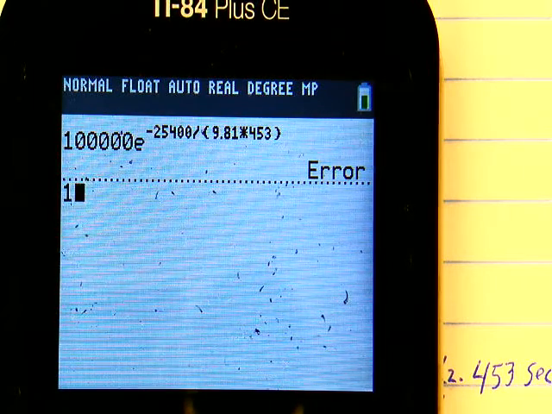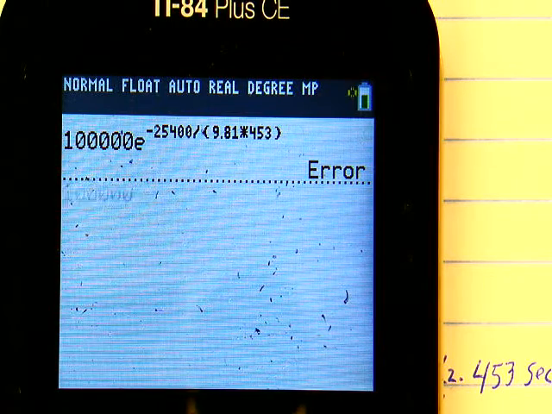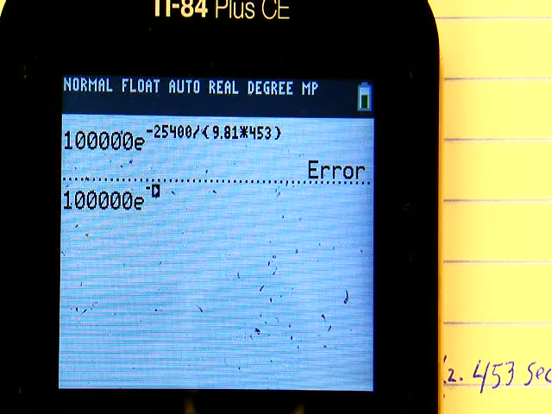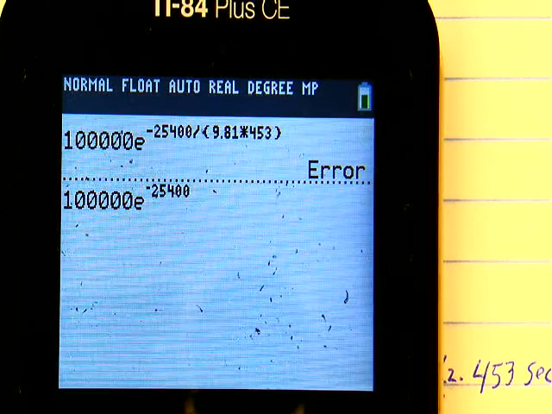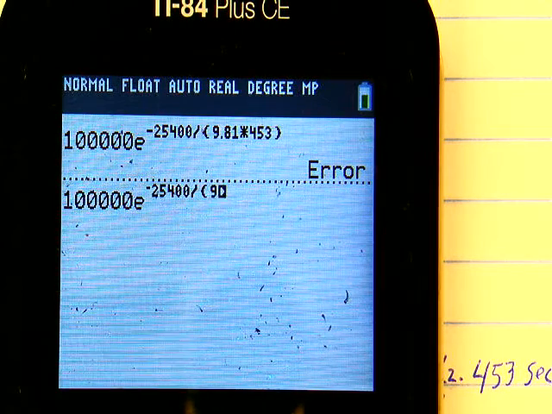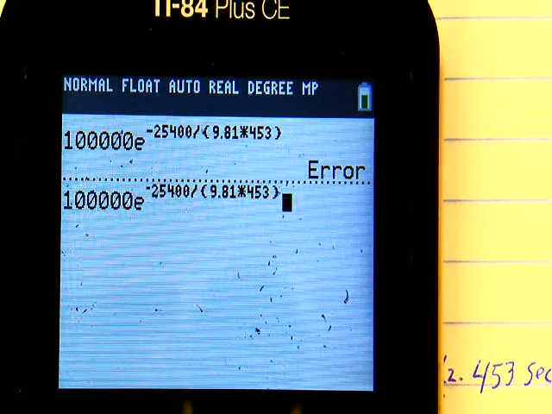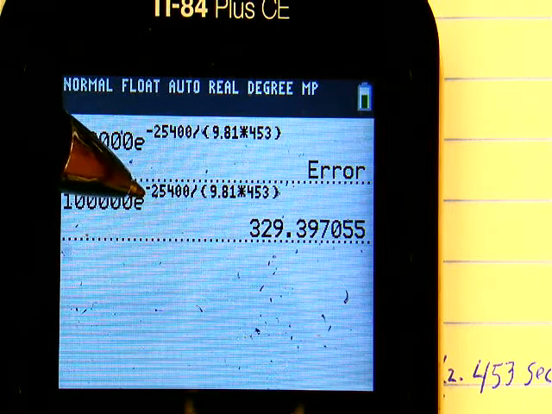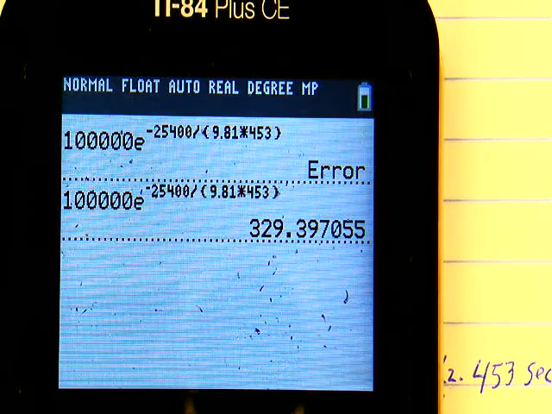I'll type it in again. 100,000 times e to the negative, maybe I use the minus key instead of the exchange key, 25400 divided by, open parentheses, 9.81 times 453, close parentheses, get out of this, enter. Yeah, okay. I should have used the exchange key, and I used the subtraction key by mistake. Okay, so there's the answer.